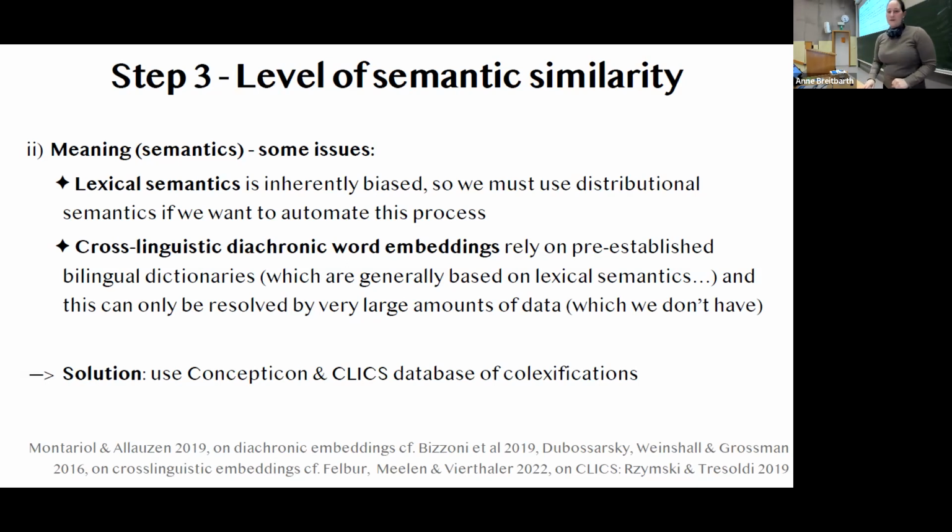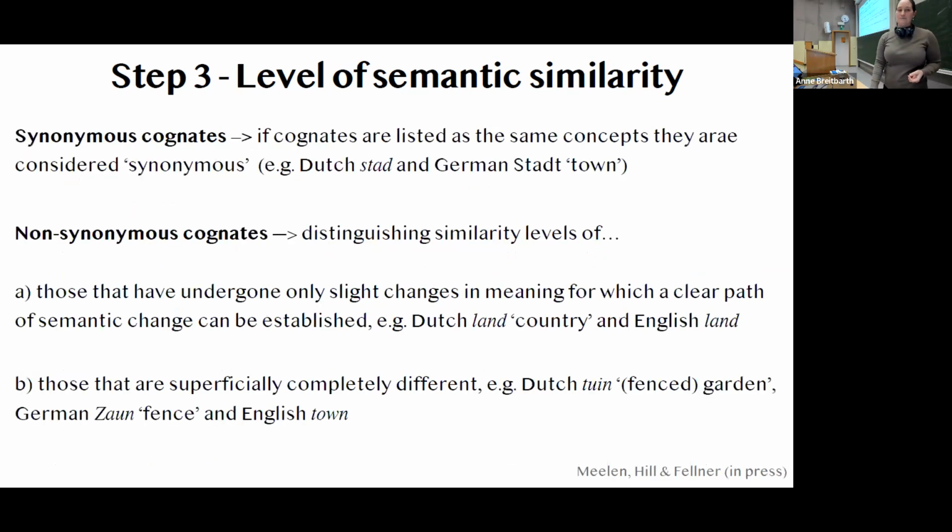So actually, what we propose for now, unless you have a lot of data, is that we use the Concepticon and the CLICS database of colexifications. So how does this work? Well, we have the synonymous cognates, right? Those are the ones where, if cognates are listed as the same concepts in the Concepticon, which is a list of a lot of concepts, then they are actually the same. So if you have Dutch stop and German stop, they're both tone and they're exactly the same in the Concepticon.